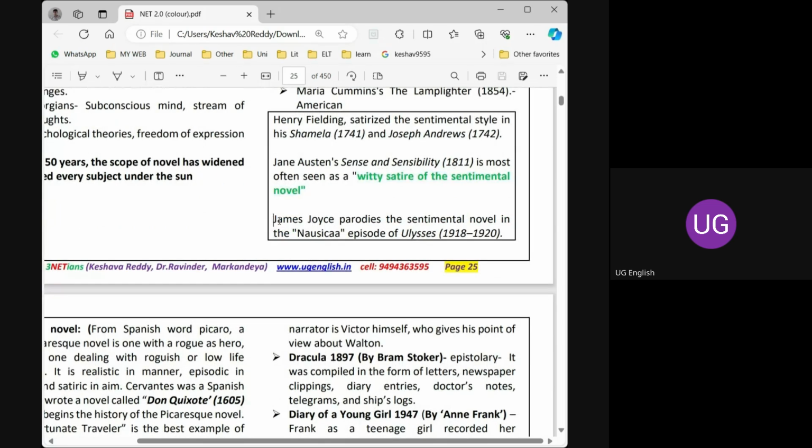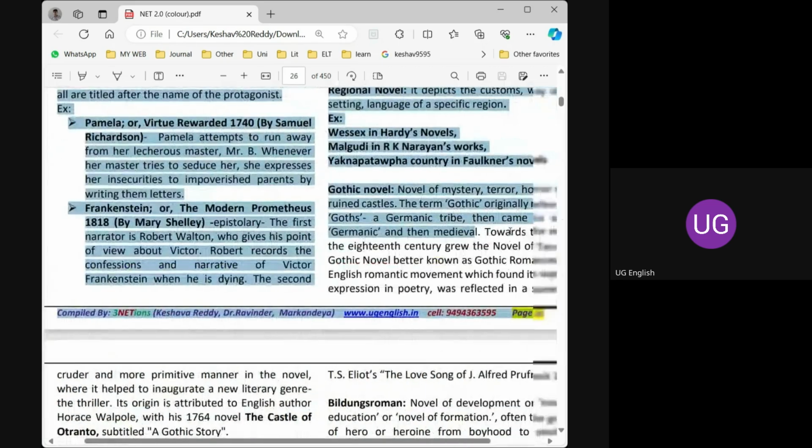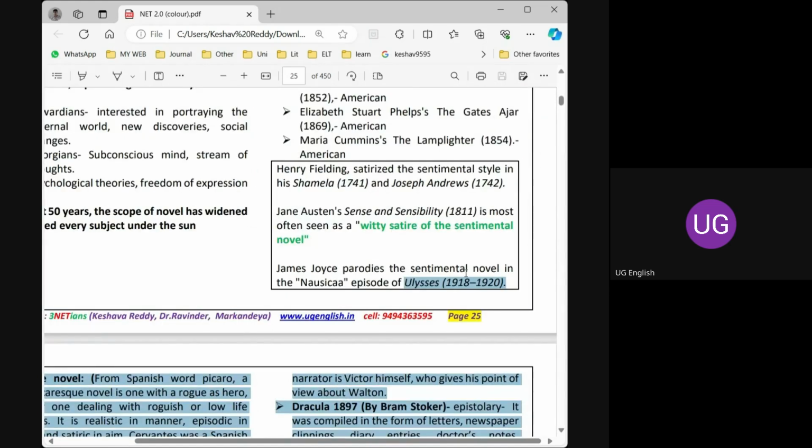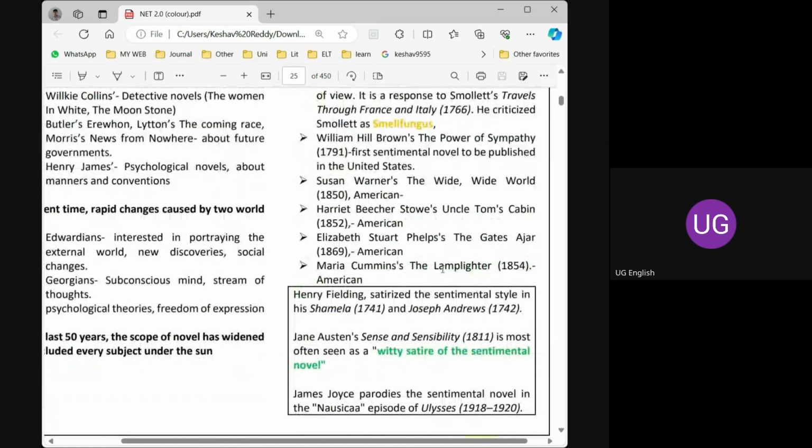And again, we have a parody by James Joyce, in Ulysses, the famous work. And in the previous class also, we had Ulysses by Alfred Lord Tennyson. That was a poem, but this Ulysses is a novel. This is by James Joyce. It's a modern novel. And here there is an episode of Nausicaa that is a parody on the sentimental novel. These are just references to the sentimental novel.